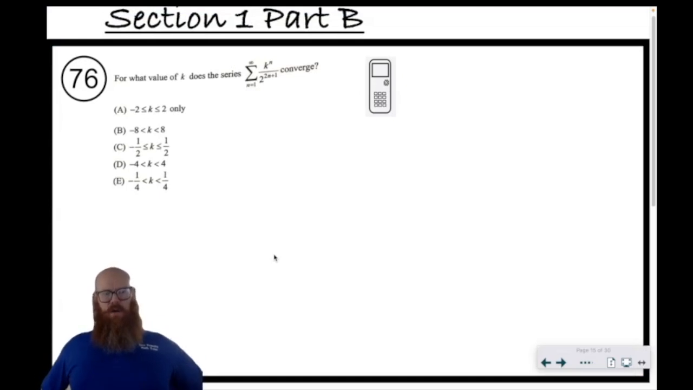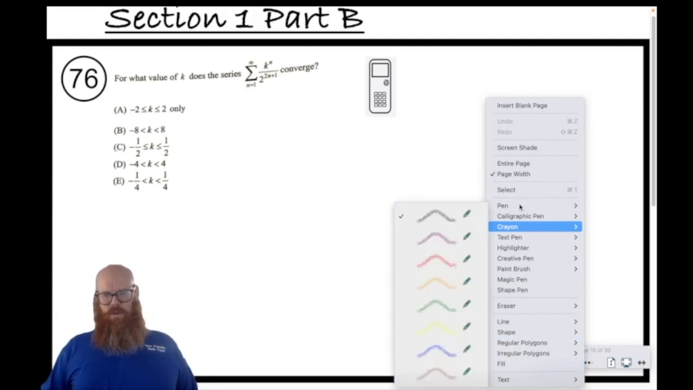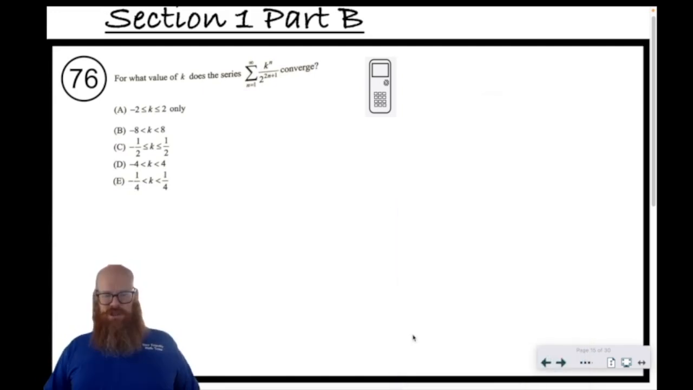We are now going to move on to Section 1, Part B. This is the calculator portion of the MCQ of our AP Calc BC test. So let's jump right in with the first one on this section, which is number 76. They want to know, for what values does this series converge?